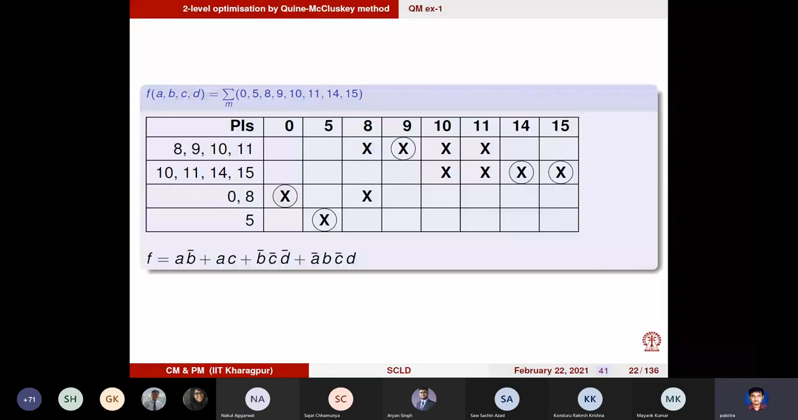This is the first reduction. There are two more reductions that I can do. Okay, let us quickly take another example, and I'll form the prime implicant chart, and you will see what are the other reductions I can do.